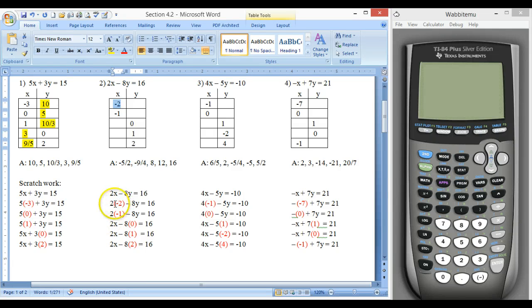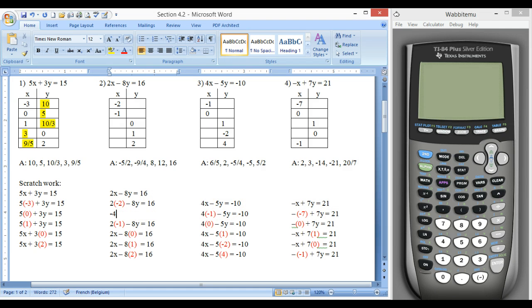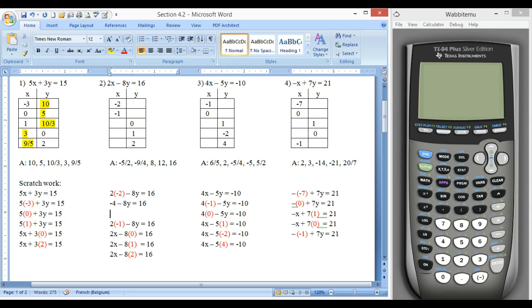Okay, so we have 2 times -2 minus 8y equals 16. 2 times -2 is -4 minus 8y equals 16. Now I need to get my 4 on the other side because it's a subtract 4 here, or a -4. Remember, you have to look at the front. To get rid of this, I need to add 4. So I'm going to add 4 to this side, and it will cancel out on this side. So -8y equals 20.